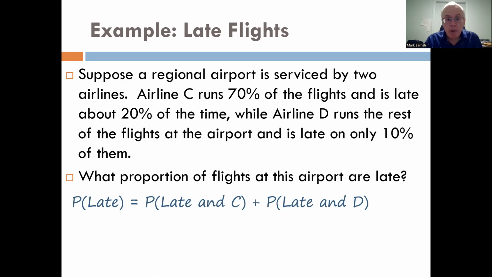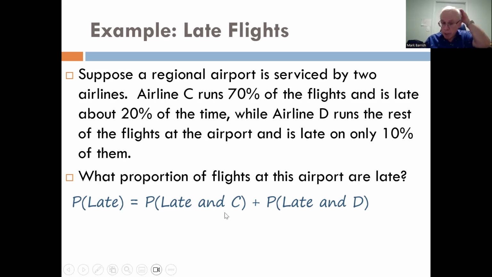Okay, so the probability of late and C would be the probability that we have airline C times the probability that you're late if you've taken airline C, plus this probability, the second one, is the probability that you are using airline D, that's times the probability that you're late if you're using airline D.